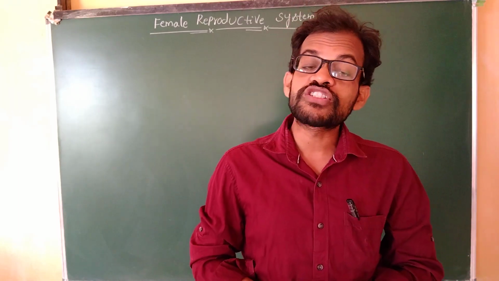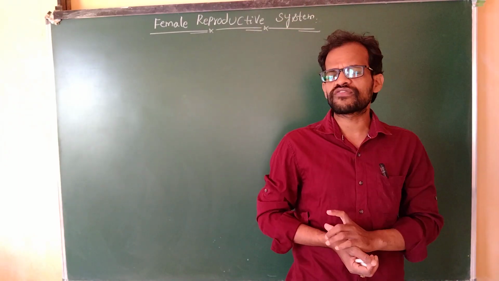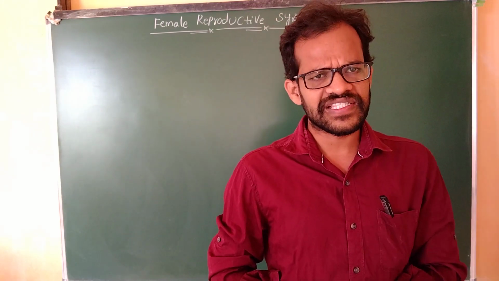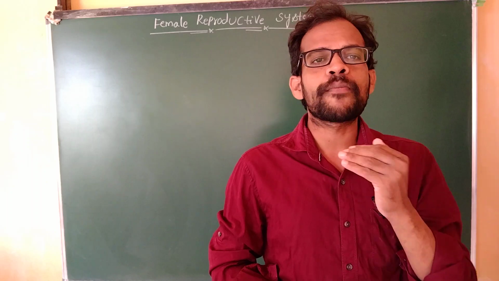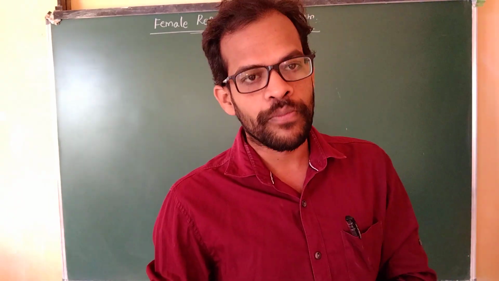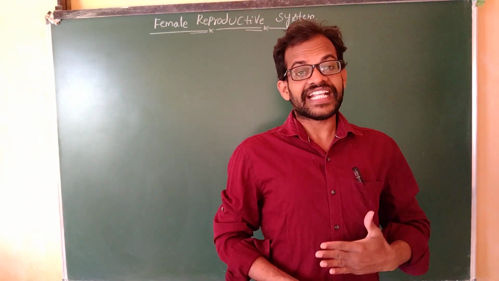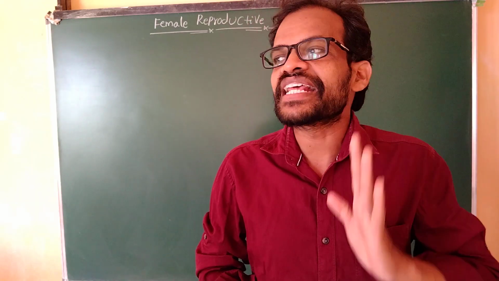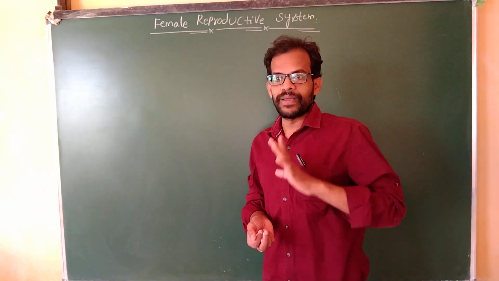What is the location of the female reproductive system? It is located in the pelvic region. Pelvic region means below the abdominal position. First thoracic, next abdominal, and below the abdominal position is known as the pelvic region.